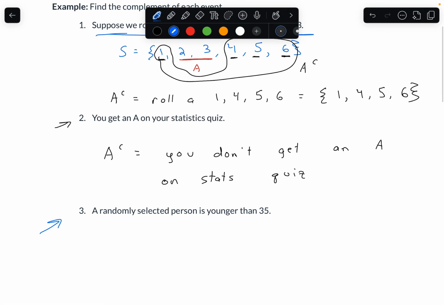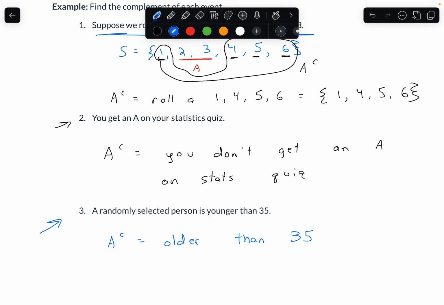The third example says a randomly selected person is younger than 35. Now we have to be careful with this one. This one's really easy to make a mistake. So I want you to pause the video for just a second to think about that. What's the complement of a randomly selected person is younger than 35? After you've had a minute to think about that, I'm going to give the most common answer that I get from students, and that is the person is older than 35, which unfortunately is not the correct answer.